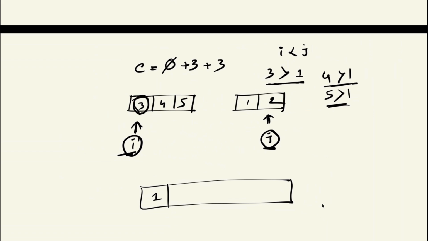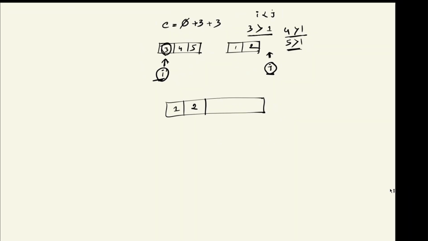Now what do we do? We simply place the 2 here, and then we move our j further. If we move our j further, we do not have any other element left, so we'll simply append the remaining numbers, which are 4 and 5, to the front of my list. So here the total inversion count is 6.